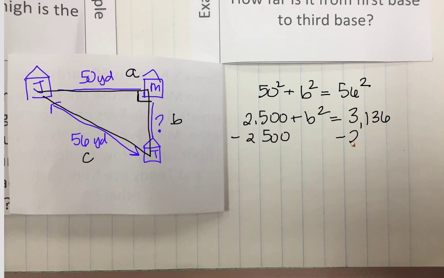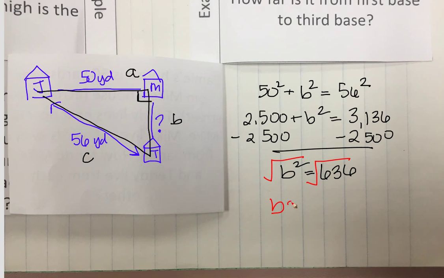Start solving our equation. I get B squared equals 636. Then we're going to take the square root of each side. And I get B is about 25 2/10 yards. So they live about 25 2/10 yards away from each other. And that's it.